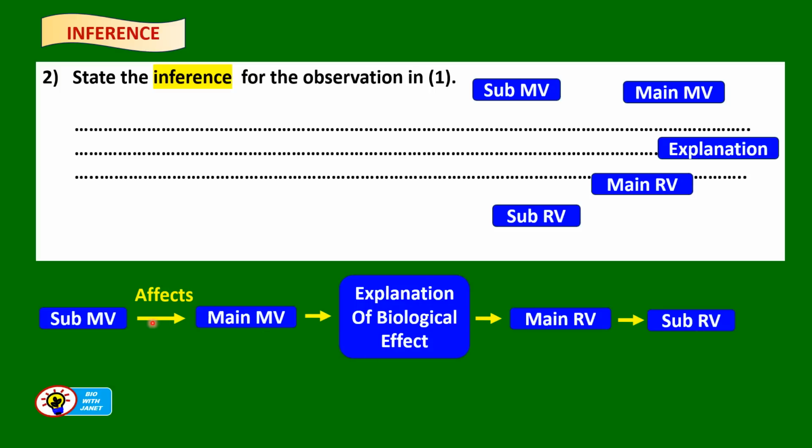So can you see the sequence here? Sub MV affects the main MV. Then main MV will affect the main RV. But try to give the biological effect of the main MV on main RV. And then main RV will affect your sub RV reading. That's the reading. Okay, try this question first, and then we are going to look at the answer. Right, let's look at the answer.